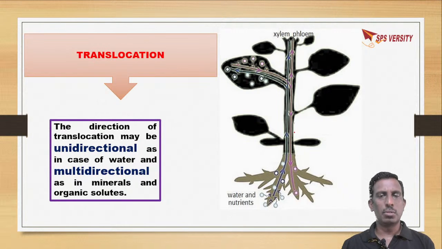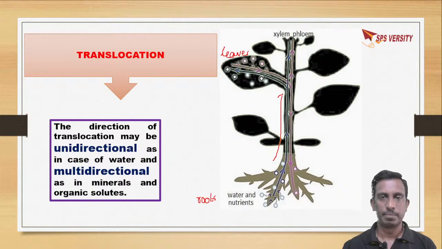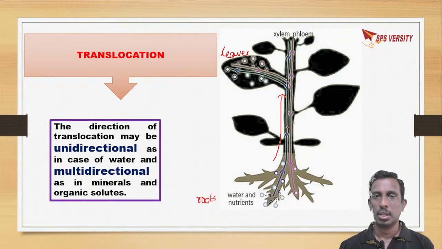And if you look into the direction of this translocation, when you take water, it moves from the roots to the leaves. This water which moves from roots to leaves is unidirectional. Whereas when you come to organic solutes, meaning the food substances, the movement of food substances is multidirectional.